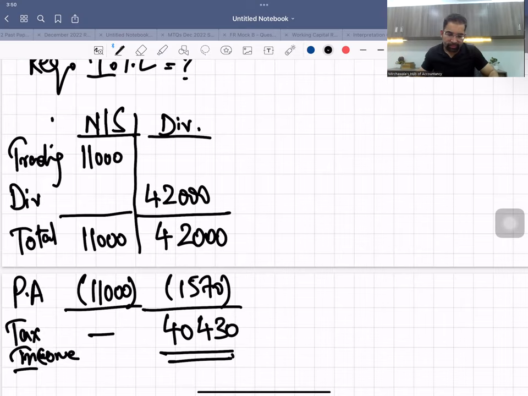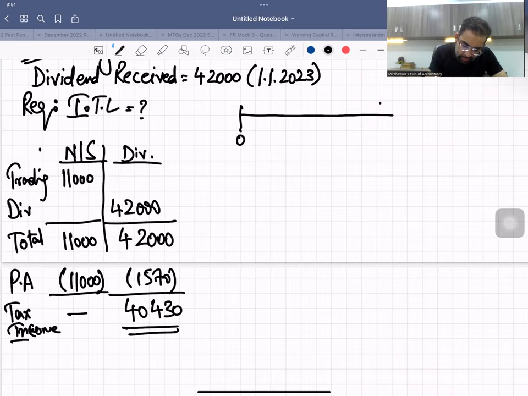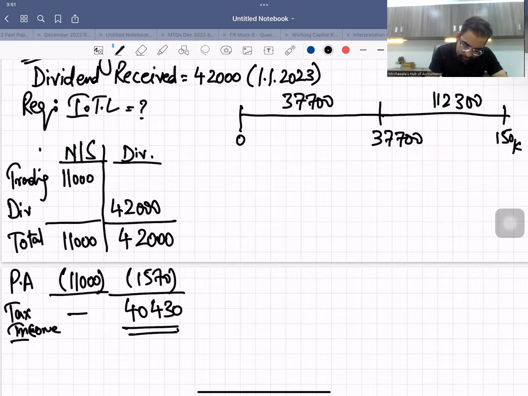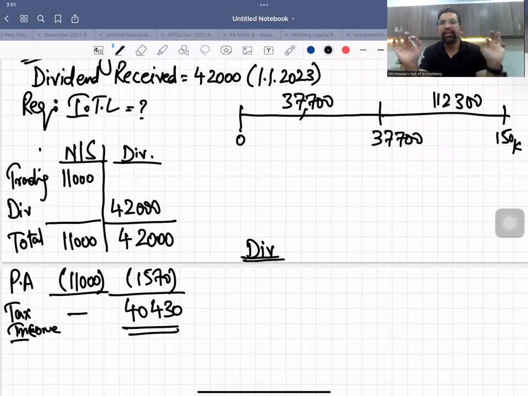It's 0 to 37,700 and then 150K, 112,300. This is 37,700. Now go very slow. First of all, if you want to calculate tax on dividend, there is always a first rule. Very easy. There is no non-saving income in this question.